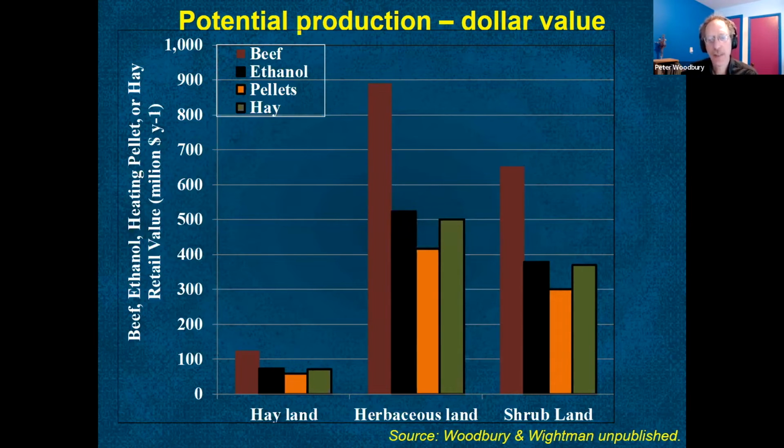And this is just showing the value of these products. This isn't the profitability, just showing that there are multiple different products we could produce from this land that could potentially have value to society.